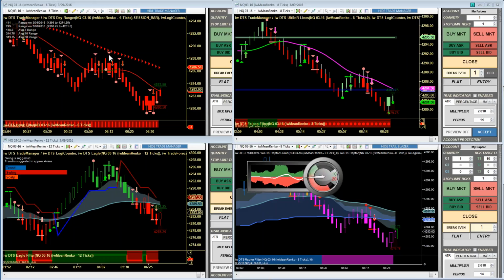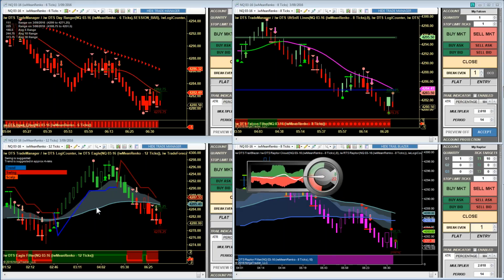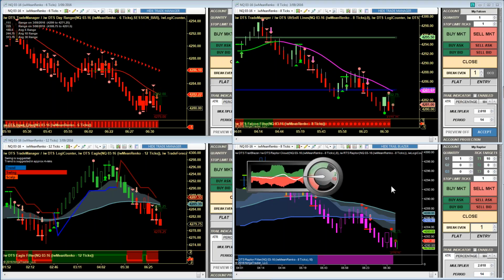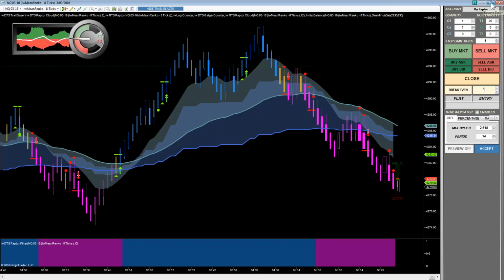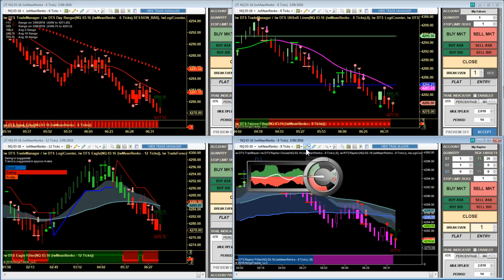Here in the top left, we have the Hawk Micro Scalper. The top right is the Falcon Swing Trader. Bottom left is the Eagle Trend Trader. And the bottom right is the Raptor. The Raptor is actually the latest addition to the DTS family, and it incorporates elements of the Hawk Scalper, the Falcon Swing Trader, and the Eagle Trend Trader all into one trading tool. The charts I'm focusing on here are the NASDAQ.